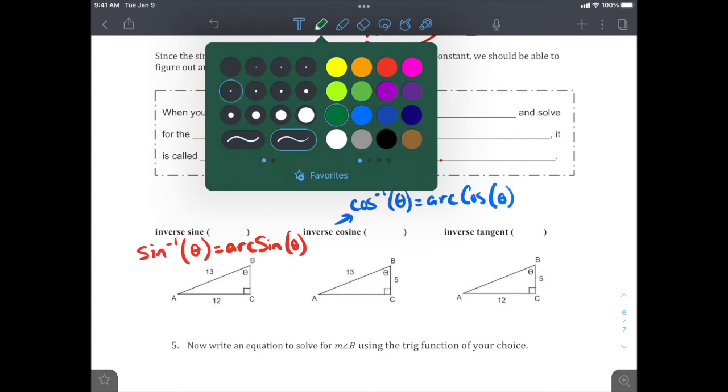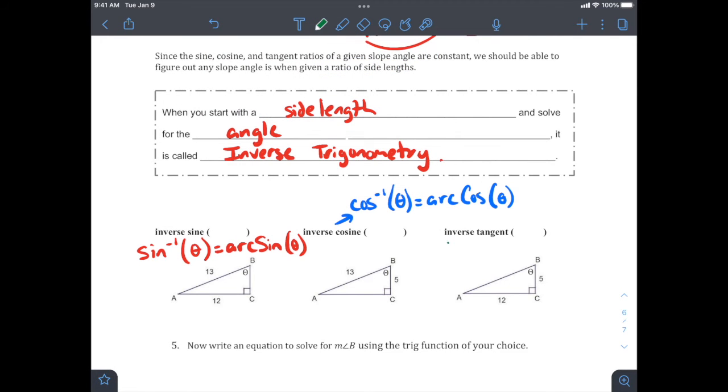And then our third one is the inverse tangent. So specifically here, that is the inverse tangent, tan to the -1 of our angle, which is the same thing as arc tan, if you were ever to see that. So those are three basic inverse trig functions.